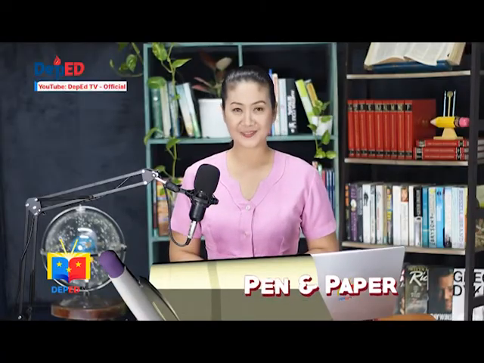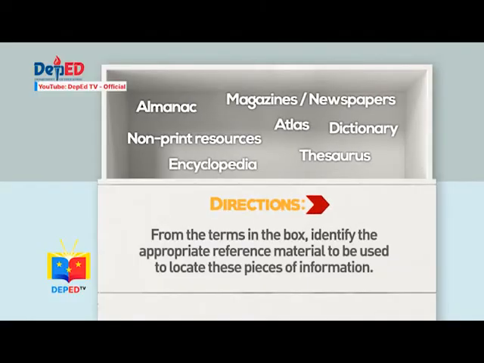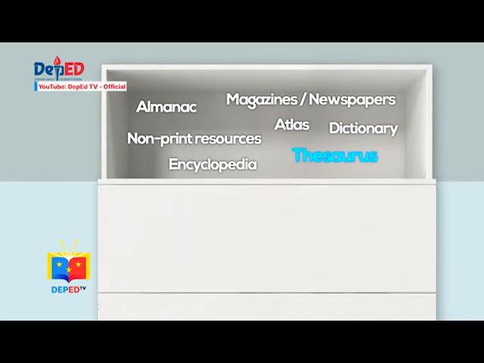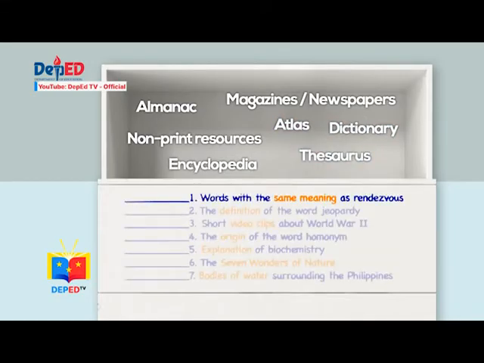Amazing! All set for more? Don't put away your pen and paper. Directions. From the terms in the box, identify the appropriate reference material to be used to locate these pieces of information. Almanac, non-print, encyclopedia, magazines, newspaper, atlas, dictionary, thesaurus. Number 1. Words with the same meaning as rendezvous.